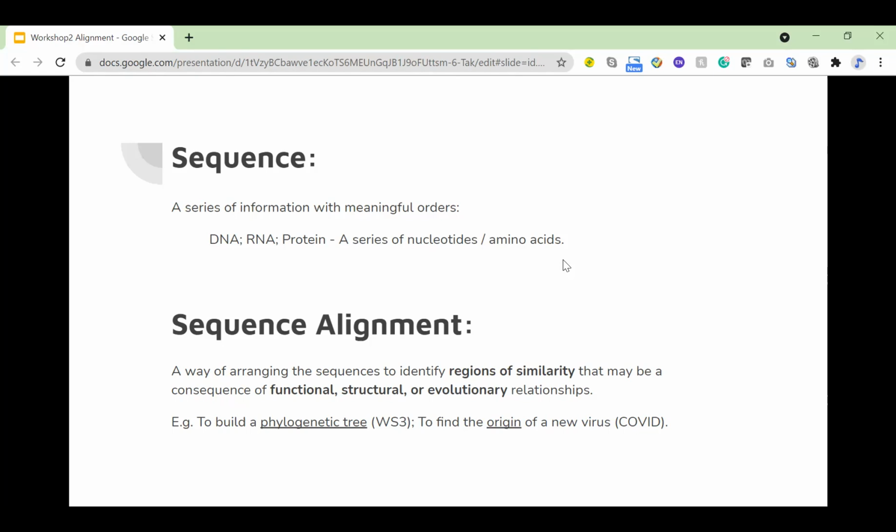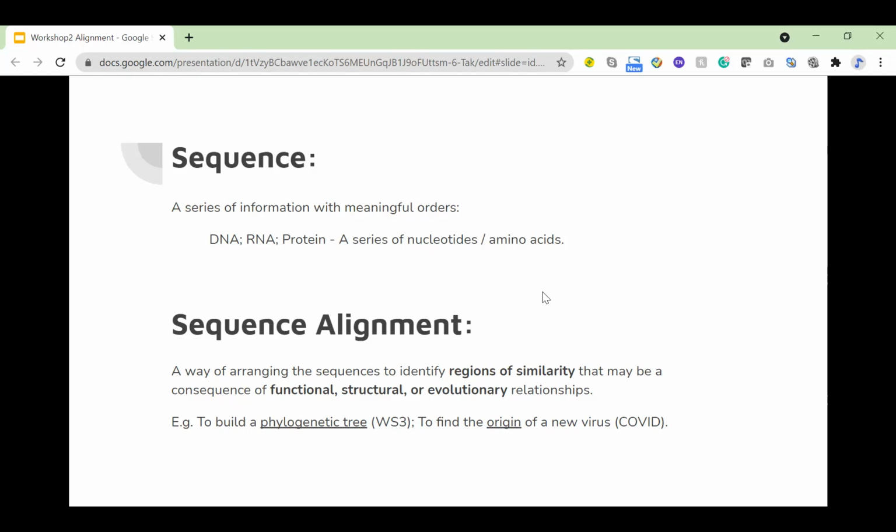And the Wikipedia definition, or I'd say scientific definition, of sequence alignment is a way to arrange the sequences to identify the regions of similarity. So it's really for us to understand how similar and how different two sequences, or many sequences, are. It can be used to study the functional structure and evolutionary relationships between sequences. In the next workshop, you will learn something really interesting called phylogenetic trees.